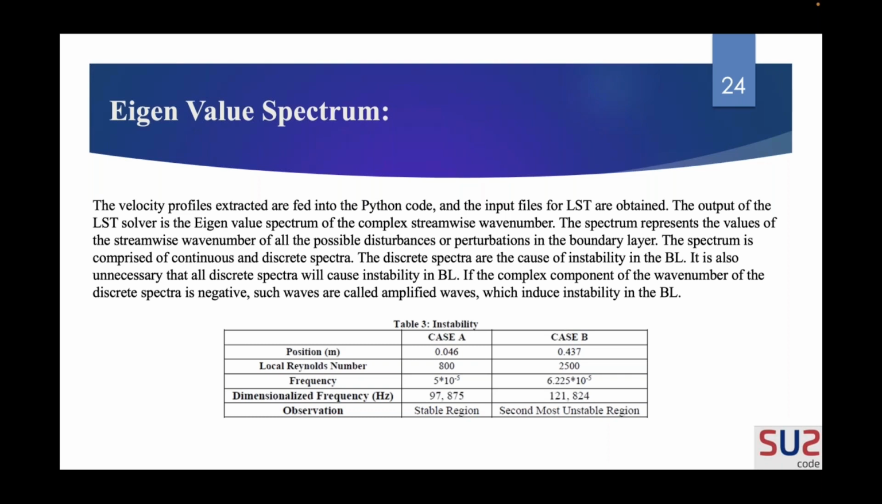We know that eigenvalues are complex numbers, that is, they have an imaginary part and a real part. So the plot between the imaginary and the real part as the y and x axis is what gives us the eigenvalue spectrum. Based on this, we can figure out if there are any unstable modes present or not. There can be continuous spectra or there can be discrete spectra. Here for the sharp leading edge case, I have chosen case A and case B. These are the locations at which I've extracted the profiles, and these are nothing but the local Reynolds number.